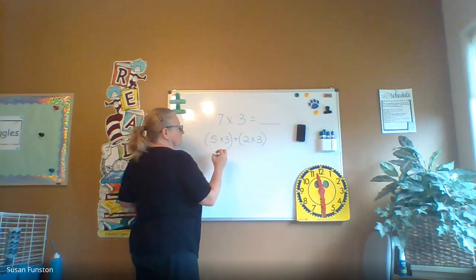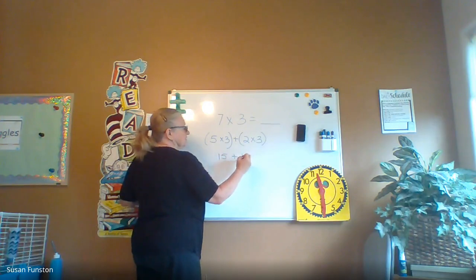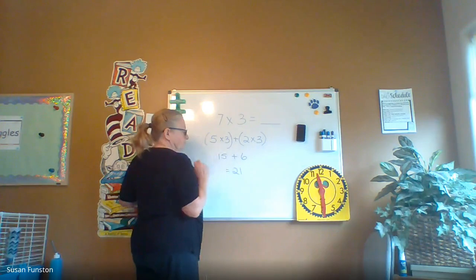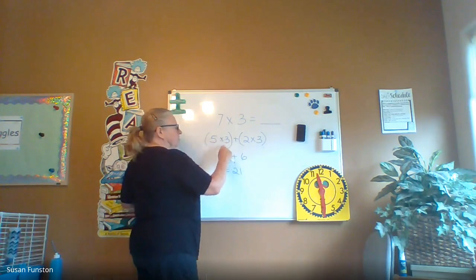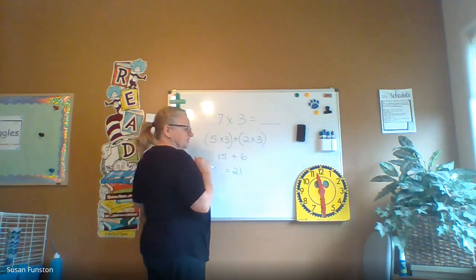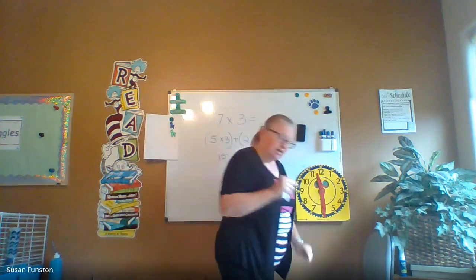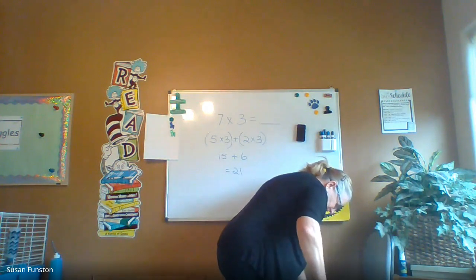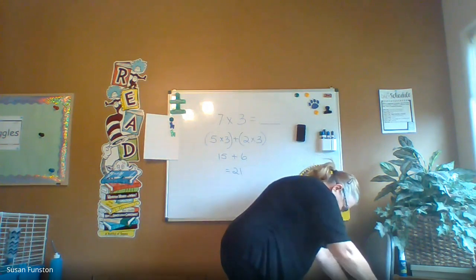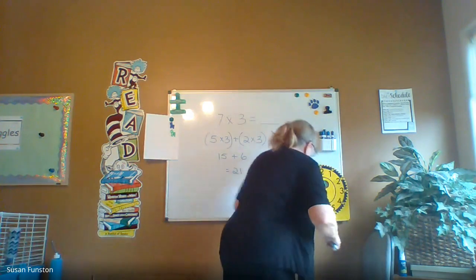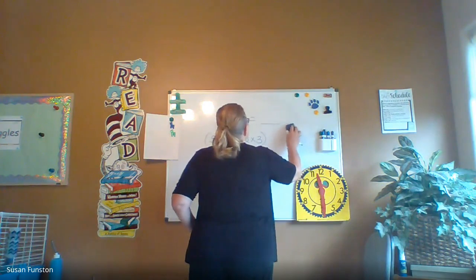Now I can just do my math. 15 plus 6 equals 21. So every time I'm just bringing down my answer to the thing above it. Okay? So you are actually doing some algebra here. Isn't that impressive? Let's try it again. Let's try 9 times 4.